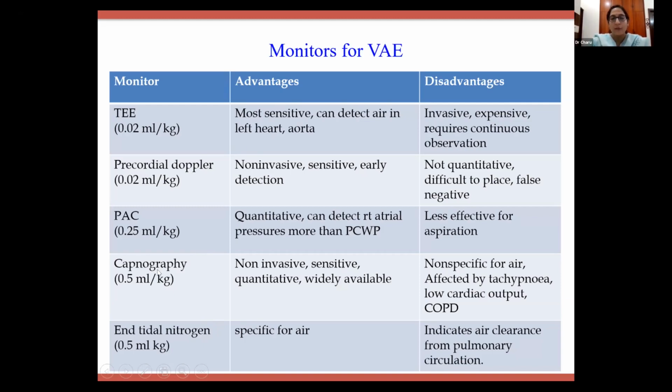Capnography is a very cost-effective monitor and it can detect all the hemodynamically significant VAE. So at many centers, those which don't have TEE or the precordial Doppler, they rely on capnography only. End-tidal nitrogen is the most specific monitor. You should remember these 4-5 points which I've told you.